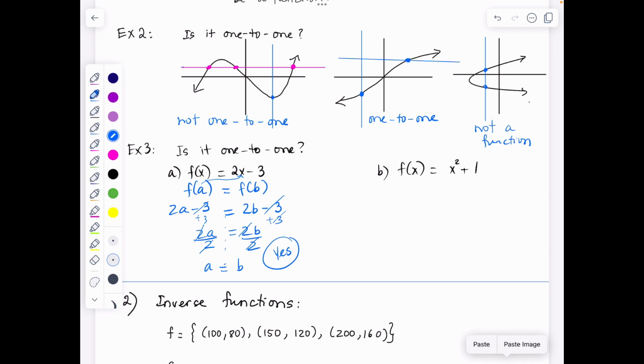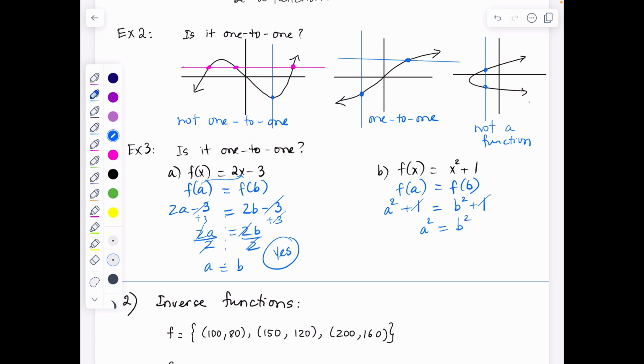Second example. So again, let's start with writing just f of a equals f of b. Let's see if we can conclude a is equal to b the same way as in part A. So first, we substitute a in for x, so we have a squared plus 1. On the other side, we have b squared plus 1. 1 is on both sides, so we're going to just cross 1 out. So we're left with a squared is equal to b squared.